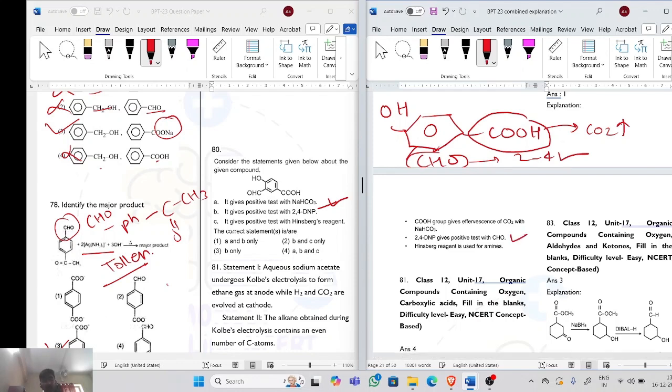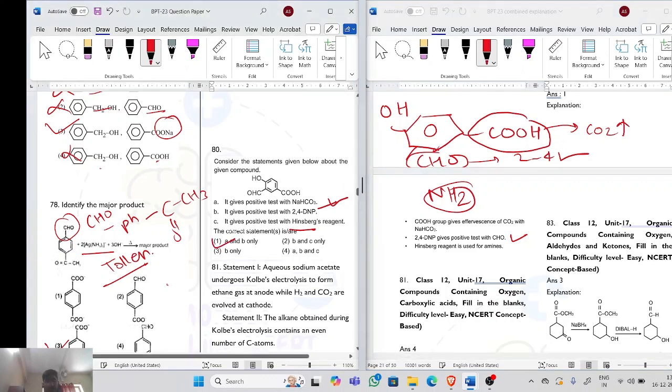Now, will it give the positive test with Hinsberg reagent? No, for Hinsberg reagent we need NH2. The amine group is not present, hence option number C is incorrect. So A and B are the only correct options.